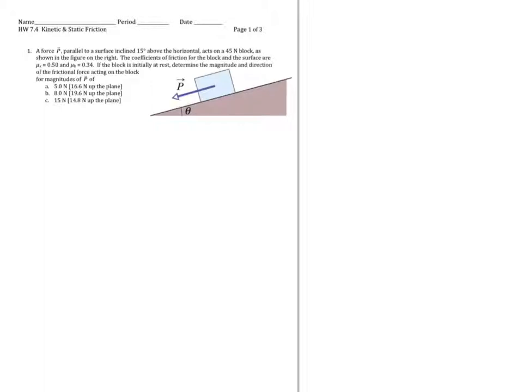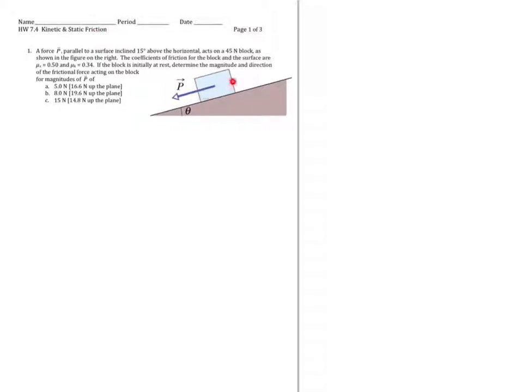All right. So this homework problem set is called kinetic and static friction, because we need to determine if kinetic friction is going to come into play or if static friction is going to come into play. So what's happening here is this.